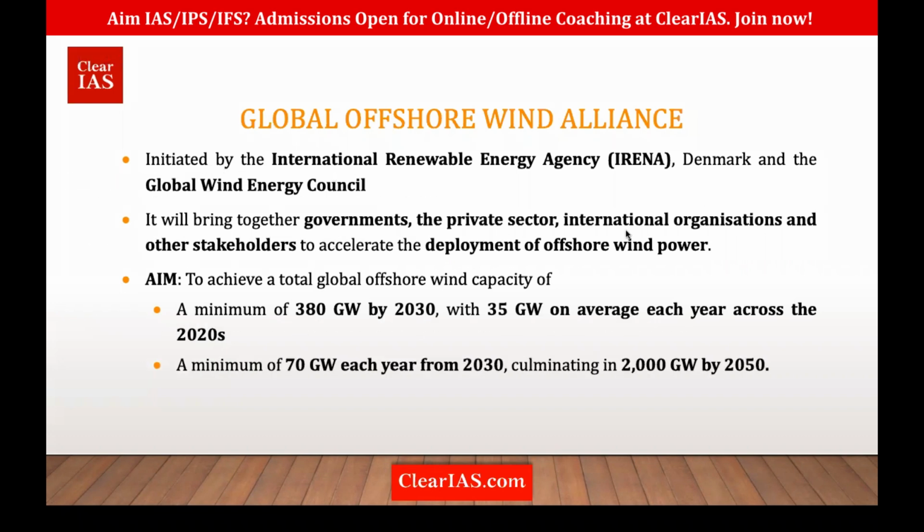Double it. They are going to use 70 gigawatts each year. And by 2050, how much is it going to be? It will be 2000 gigawatts. So that is the aim of what? Global Offshore Wind Alliance. So by 2030, every year, 35 gigawatts of offshore wind would be created, and wind capacity would be increased, and from 2030 at least 70 gigawatts every year. And by 2050, 2000 gigawatts. And you must also remember it is initiated by who? IRENA and Global Wind Energy Council.